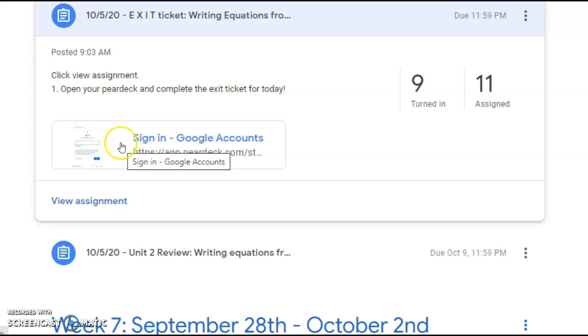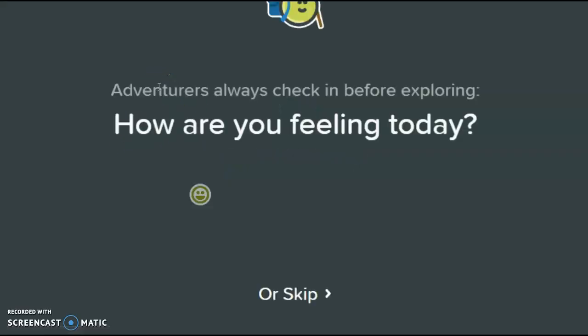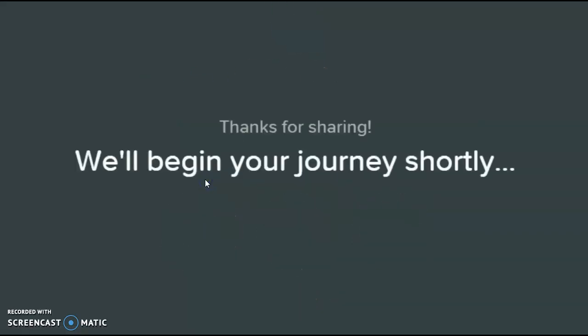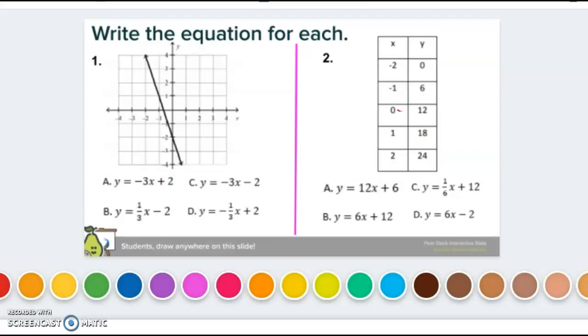Okay, I'll show you in just a minute. The 2 questions are multiple choice, and you can write on the screen. Once you click on the Pear Deck, it asks you how you're feeling. Sorry, that was my work from last class. So once you get here into the Pear Deck, here's your 1 slide. There are 2 questions on here.